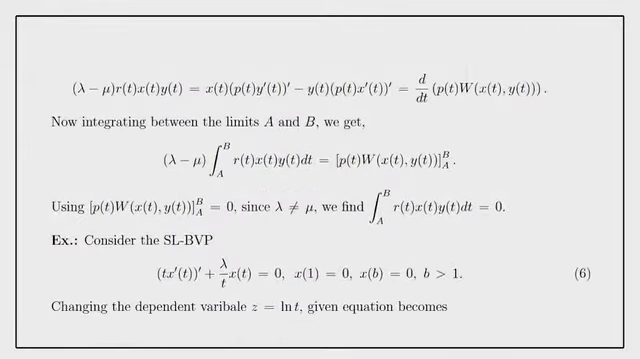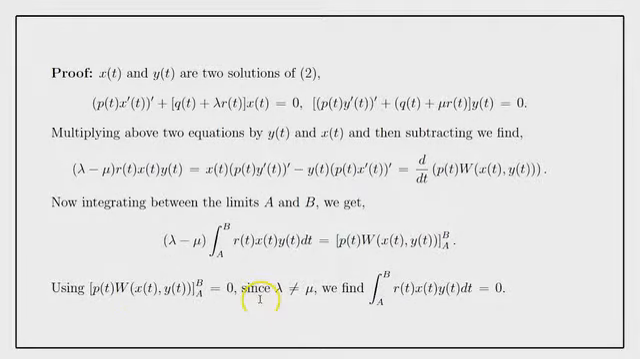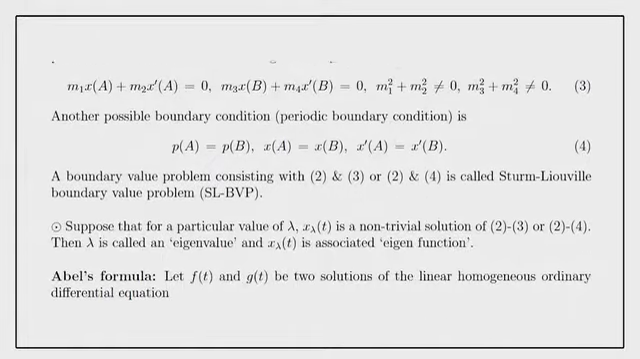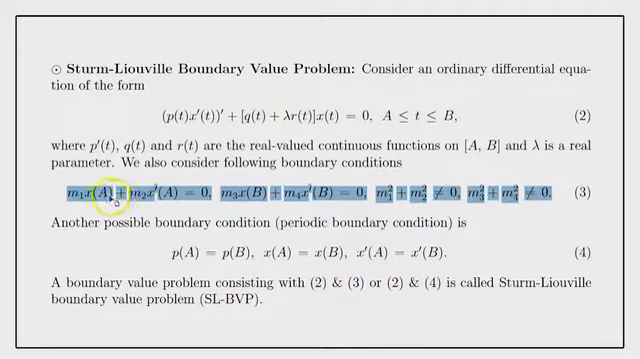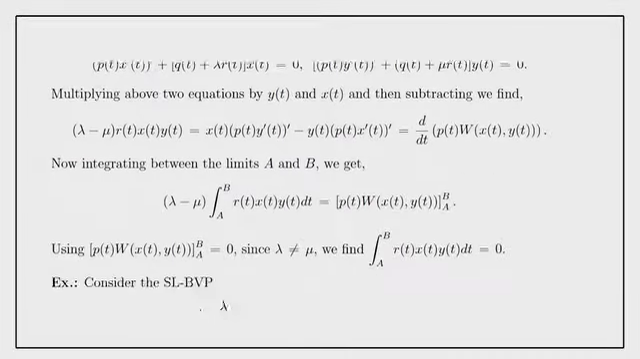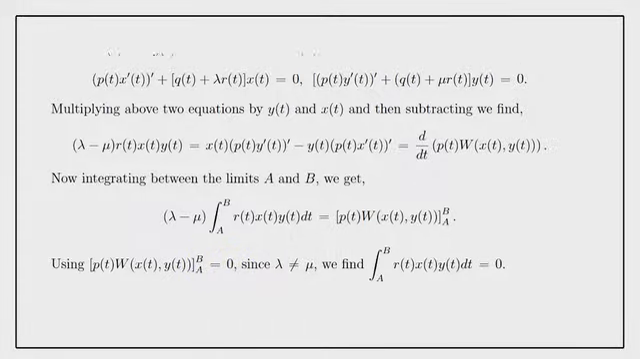Now the next question is when this will be equal to 0. I am not going to give you the detailed proof, but you can try to prove it on your own. Suppose you are considering only this boundary condition, then you can easily prove that p(t) times the Wronskian of x(t) and y(t), evaluated at the two endpoints a and b, and if you take their difference, this will be equal to 0. I am giving a simple clue.